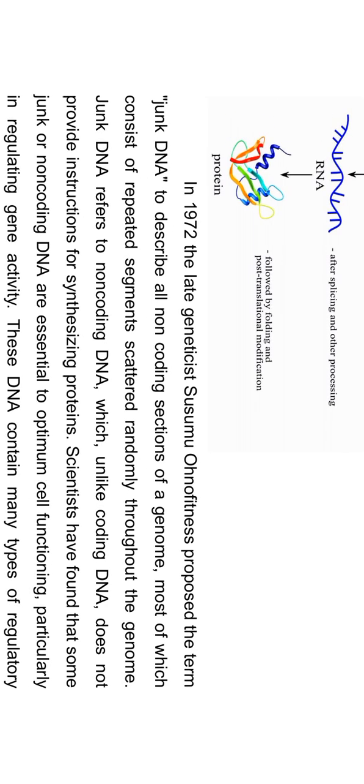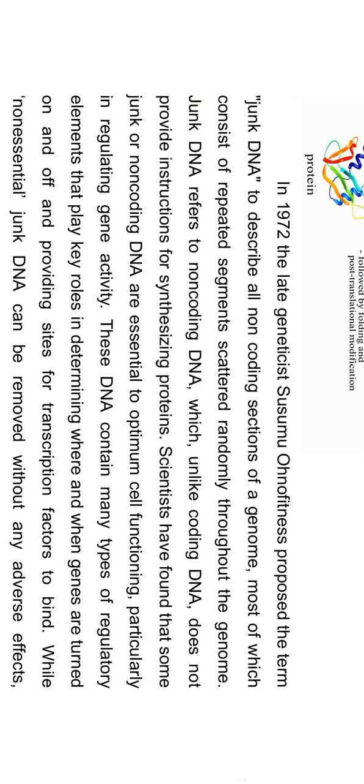In 1972, the late geneticist Susumu Ohno proposed the term junk DNA to describe all non-coding sections of a genome, most of which consist of repeated segments scattered randomly throughout the genome. Junk DNA refers to non-coding DNA, which, unlike coding DNA, does not provide instructions for synthesizing proteins.